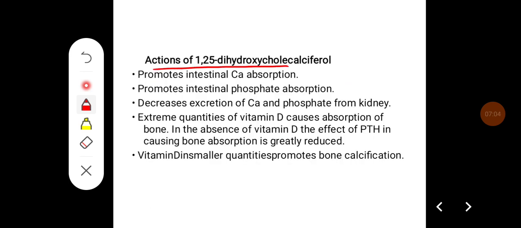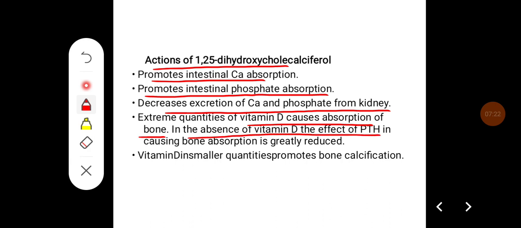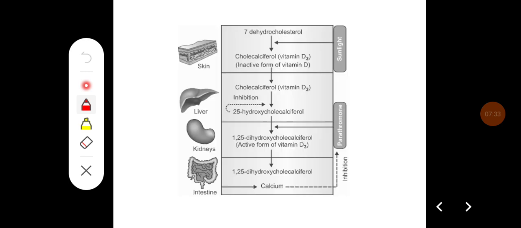Actions of 1,25-dihydroxycholecalciferol: it promotes intestinal calcium absorption, it promotes intestinal phosphate absorption, it decreases excretion of calcium and phosphate from the kidney, and extreme quantities of vitamin D cause absorption of bone. In the absence of vitamin D, the effect of parathormone in causing bone absorption is greatly reduced. Vitamin D in smaller quantities promotes bone calcification.